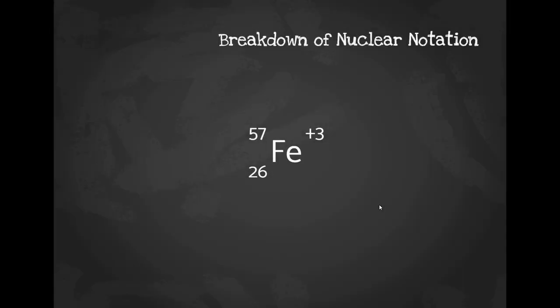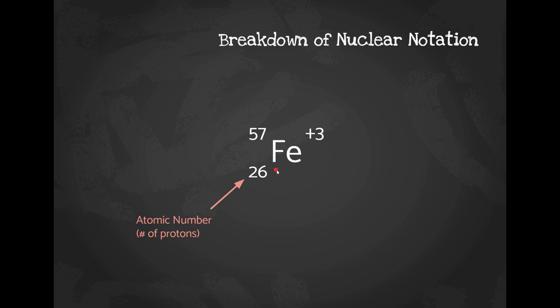So on this slide, we're going to do a quick breakdown of each part of nuclear notation. We're going to start here in the bottom left with this 26. And what this represents is the atomic number. And this is our number of protons. It's only our number of protons. It has nothing to do with the other two particles. This is kind of like the first half of our ID. This tells us what element we're working with.